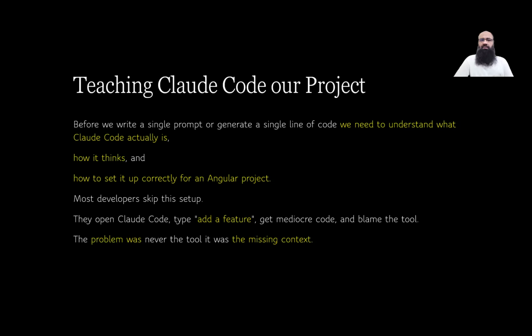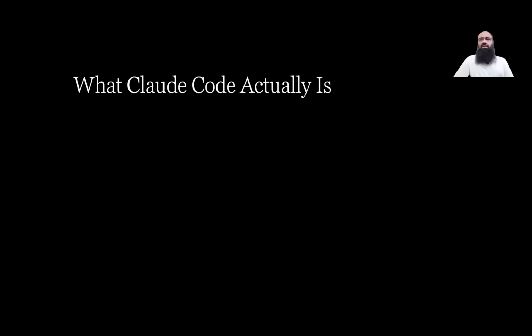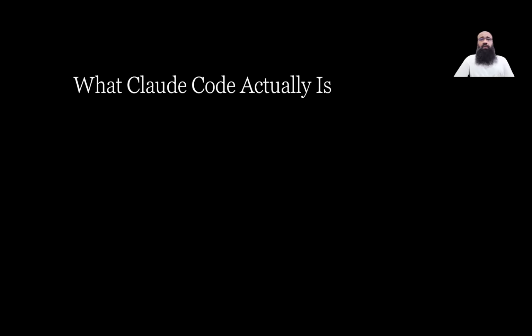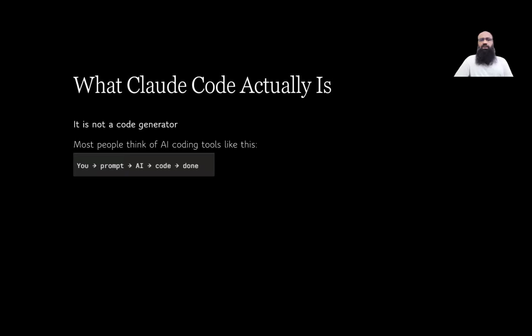So the problem is not the tool. Basically, it's the missing context. The tool knows how to create things, but it doesn't know what your constraints are and what your actual context is. So this is something which we need to take into consideration. Then comes what Claude Code actually is. As we have already looked into, it's not just a code generator, and people think of AI tools as: we just prompt, AI is going to code, and we are done. This is not the case.